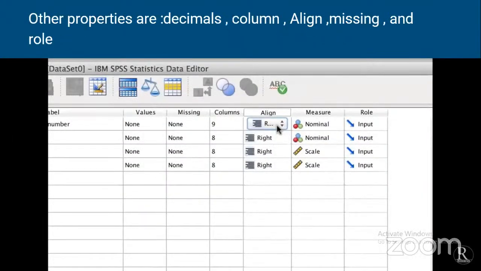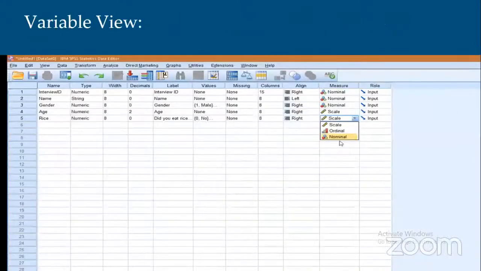There are other important properties like decimals, column, alignment, measurement, role. And if you start practicing the SPSS, you will be more familiar with this.